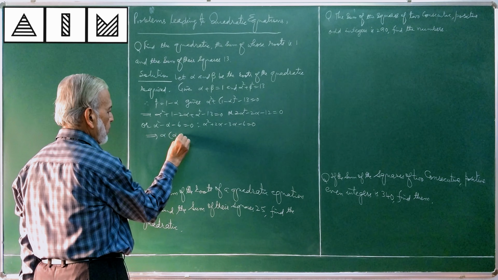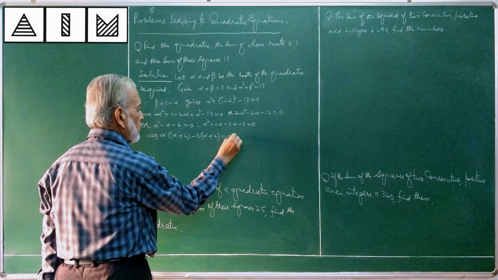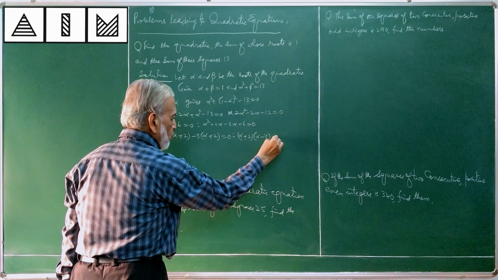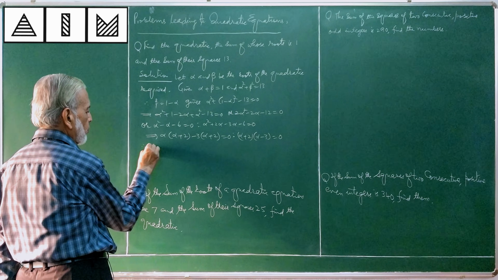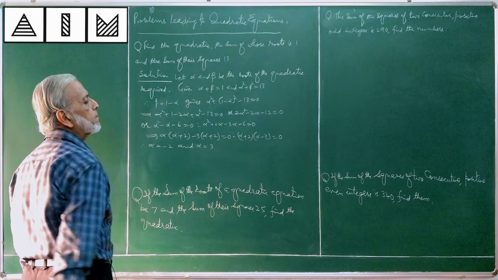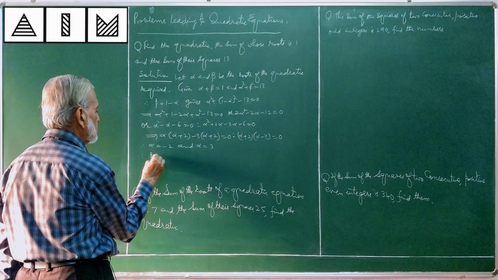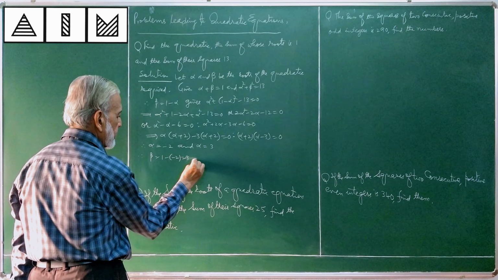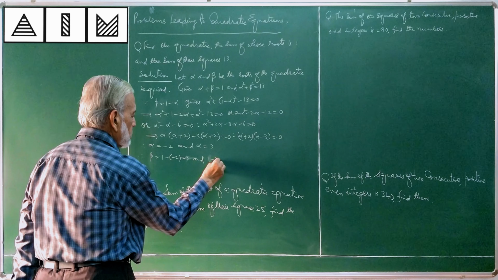So alpha into alpha plus 2, minus 3 into alpha plus 2 is equal to 0. Therefore, alpha plus 2 common, alpha minus 3 is equal to 0. You have solved several equations like this. Alpha is equal to minus 2 and alpha is equal to 3. So, beta will be 1 minus minus 2, that is 3, and 1 minus 3, that is minus 2.